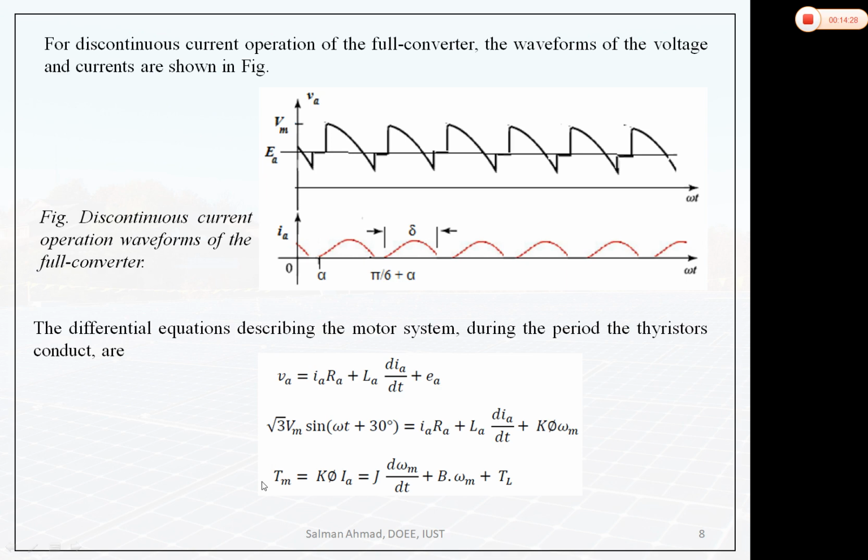Now what will be the torque equation? It is K phi into Ia. So the motor torque we can write as the dynamic component, then viscous friction, then load torque, the actual or useful load torque. Now substitute in this.